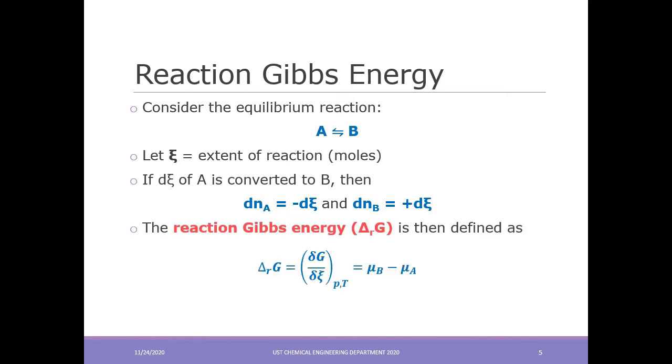Now, we define the reaction Gibbs energy ΔG_R as the slope of the graph of Gibbs energy plotted against the extent of reaction ξ as shown in this equation. We know that Gibbs energy is also equivalent to chemical potential, wherein the change in reaction Gibbs energy is equal to the change in chemical potential as the reactants are turned into products. Now that we know these relationships, let's find out how we can use this to determine equilibrium.